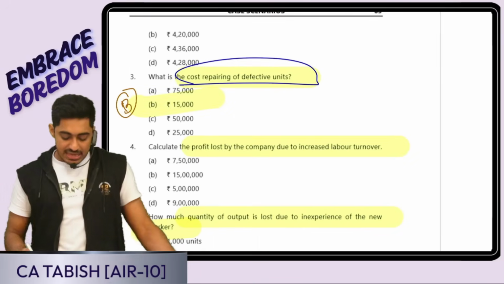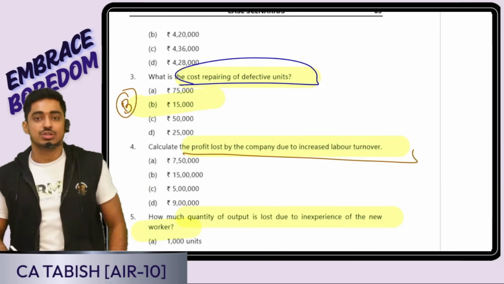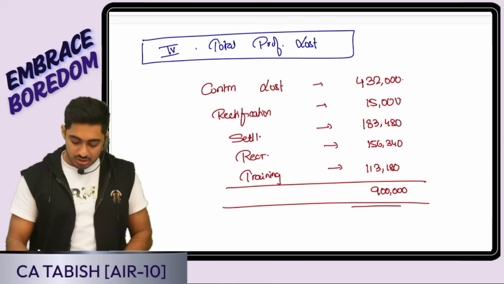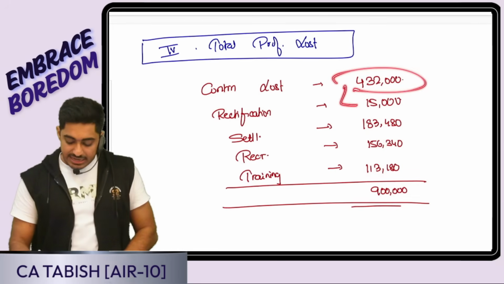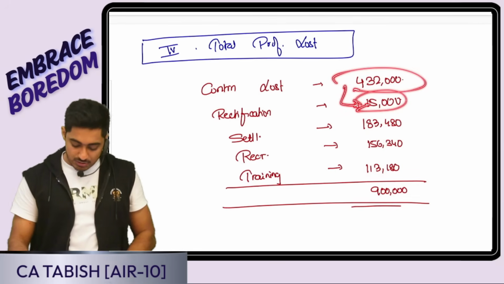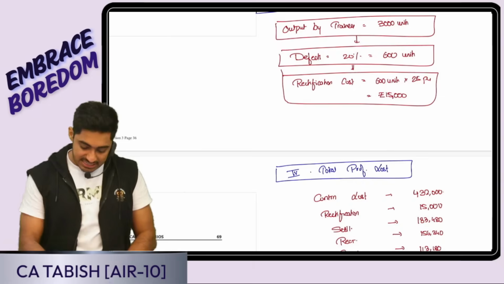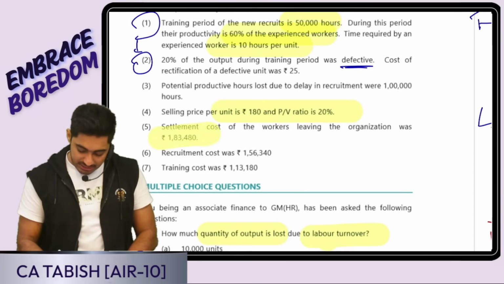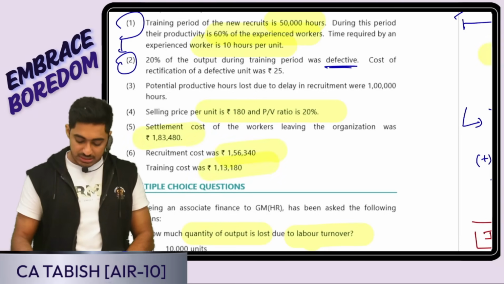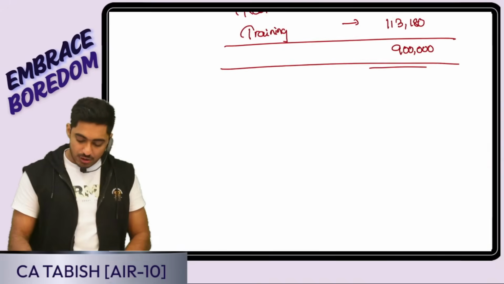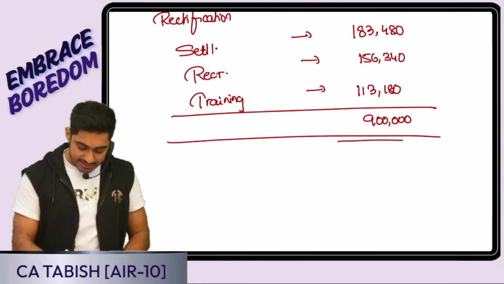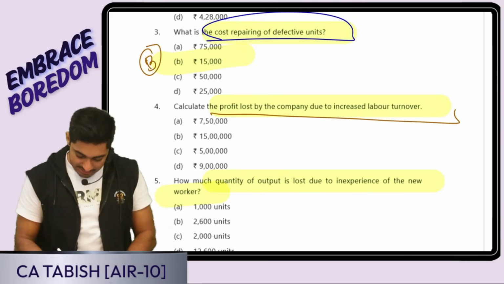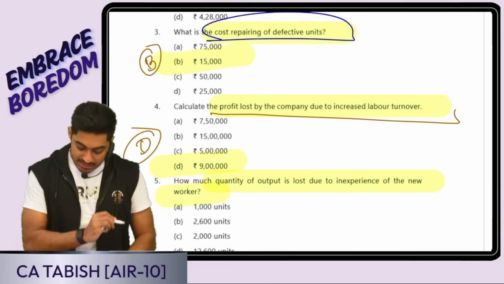Is this clear, everyone? Calculate the total profit lost due to labor turnover. Yes, I will add all my costs. Contribution lost I have calculated as 4,32,000. Rectification cost I have calculated as 15,000. Now the other three costs are given. Settlement cost is 183,480. Recruitment is 156,340. Training is 113,180. You add all of them, you will get a total cost of 9 lakh rupees. Is this clear, everyone? So 9 lakh is going to be the answer. 9 lakh, option D.